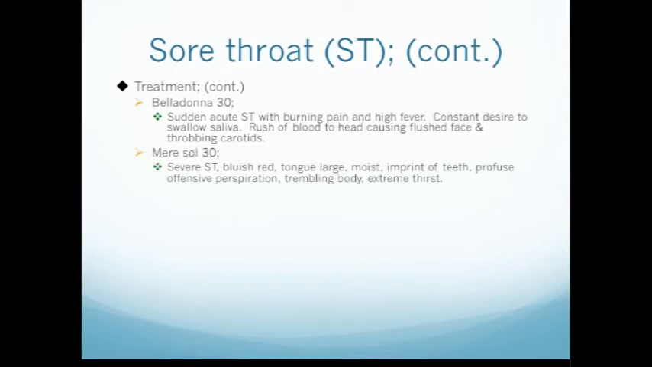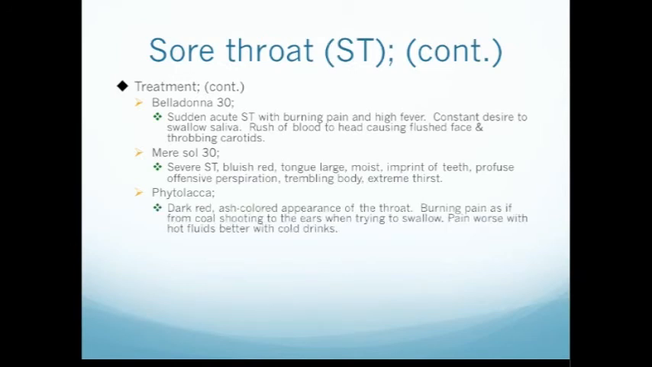Merc sol 30 is good for severe sore throat, a bluish-red tongue, large, moist imprint of teeth on the tongue, profuse, offensive perspiration, a trembling body, and extreme thirst.